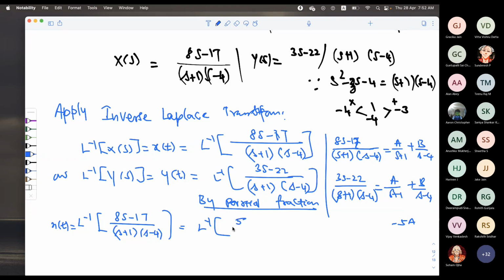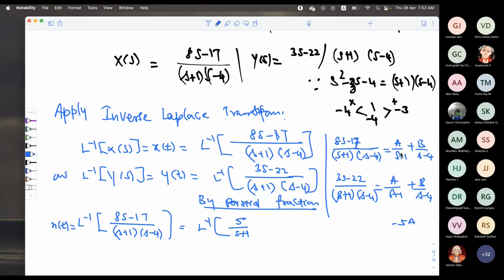A is 5 divided by s plus 1, and when s is 4, it is 8 fours here, it is 32. Then 32 minus 17. Here how much are we having? 15 equal to 5b. How much? 15 equal to 5b.